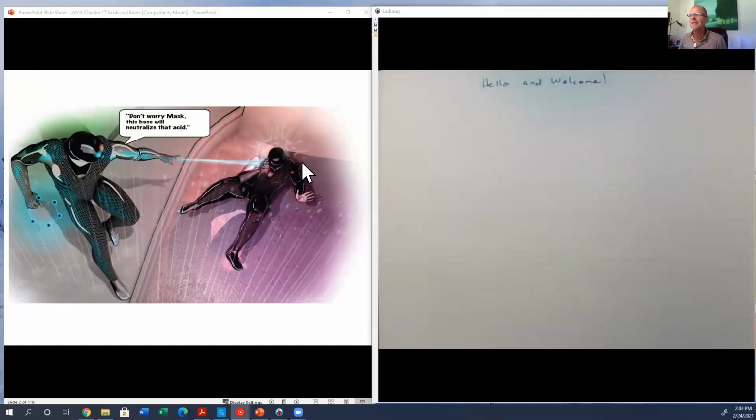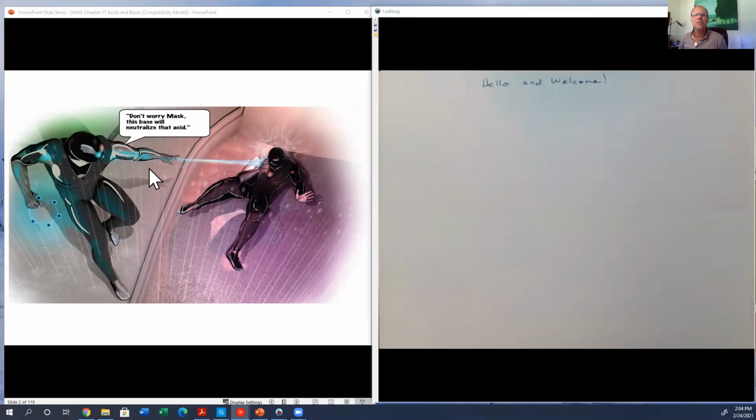This is just a little cartoon based on the Batman comic book series. In one of those series, there is a villain called Black Mask. If any of you read comic books, maybe you've heard of him. Anyway, he's a villain in Batman. At one point, Black Mask gets squirted in the face with acid, and the acid begins to burn through his mask and into his skin. And Batman, being the nice guy that he is, even tries to help the villain. He says, "Don't worry, Mask, this base will neutralize that acid," and he squirts him down with base.